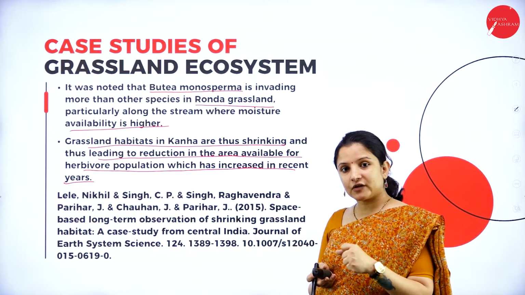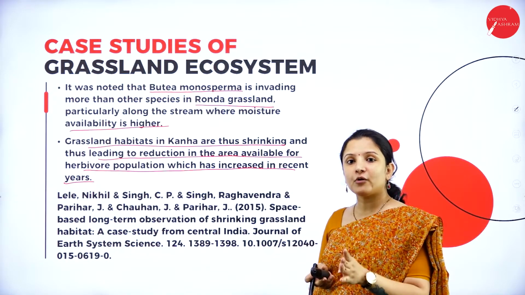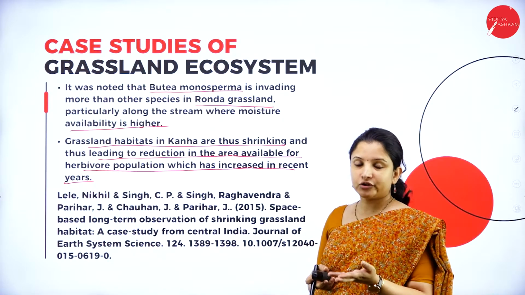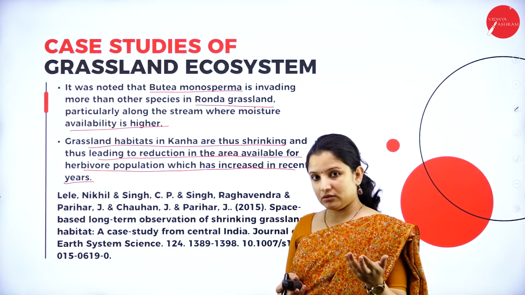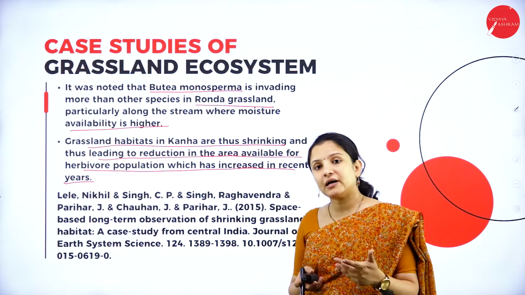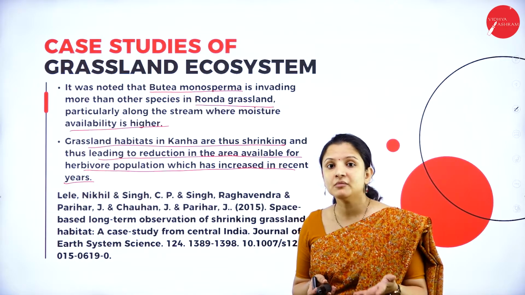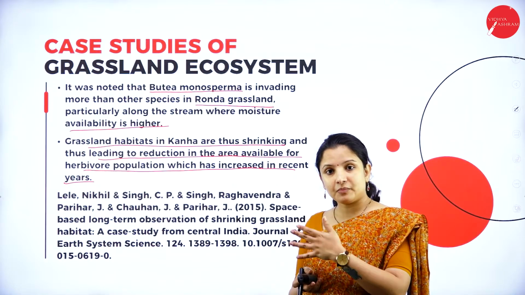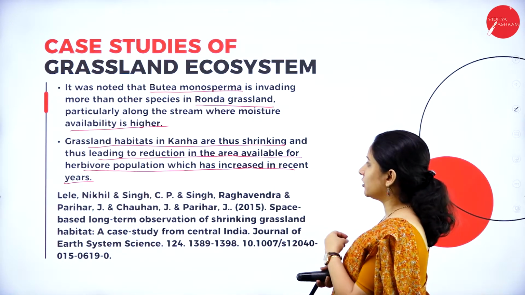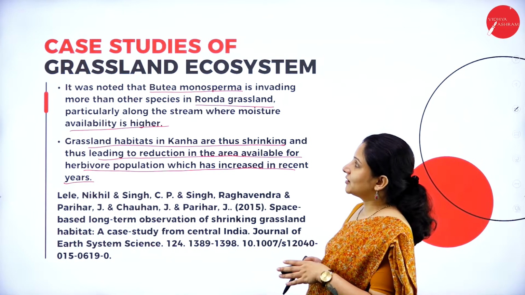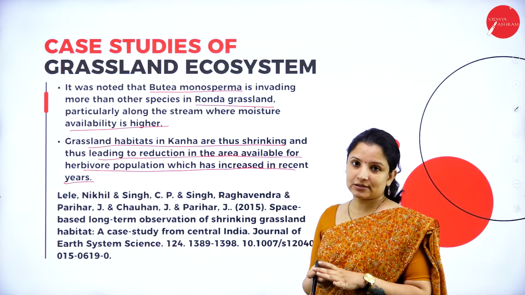Obviously the shrinkage of grassland will lead to a decline in the population of Barsinga also, and it may not be many years before the complete Barsinga population becomes extinct, because Kanha National Park is famous for the Barsinga animal, the herbivore. So this was a case study of grassland ecosystem.